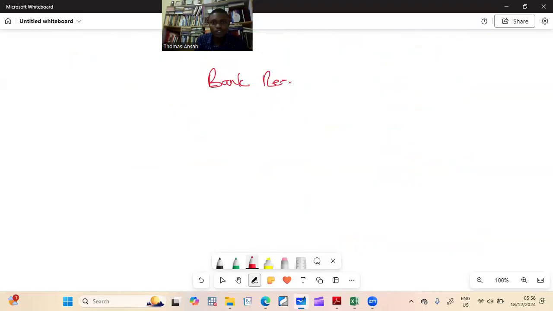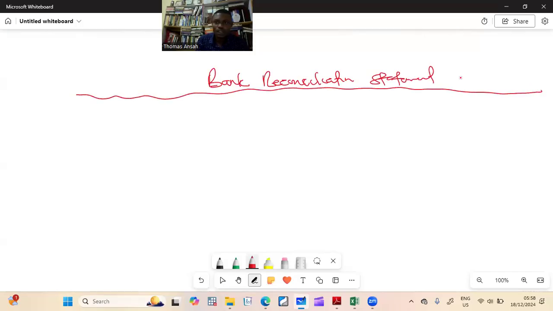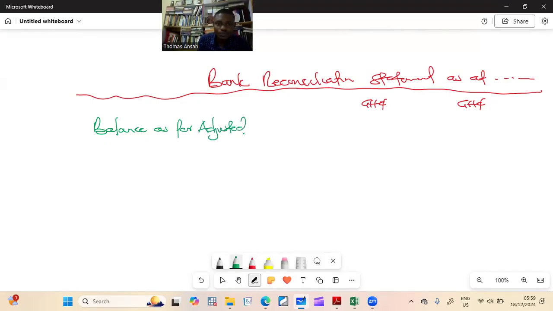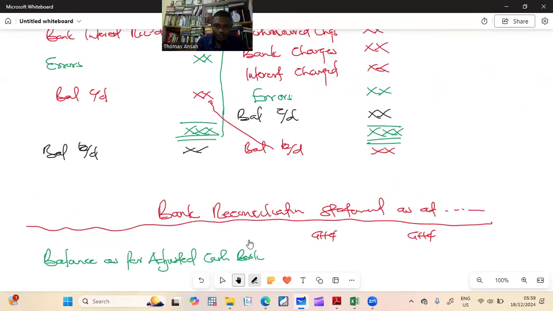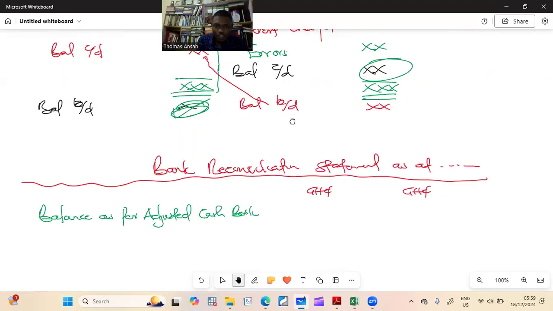Bank reconciliation statement, as at, and you put the date. Put your CD signs. Then you start with balance as per adjusted cash book. If the balance was a debit balance, you will leave it as a positive figure, just that.